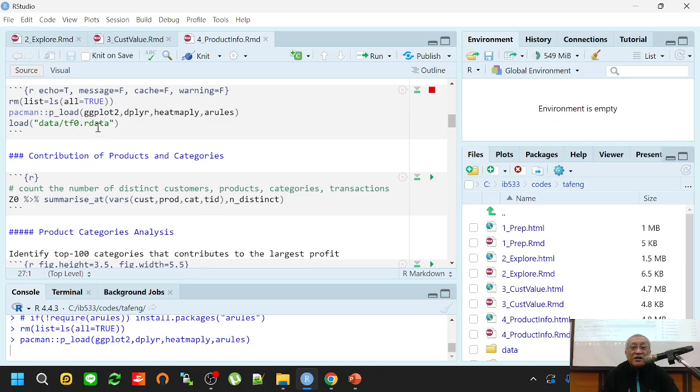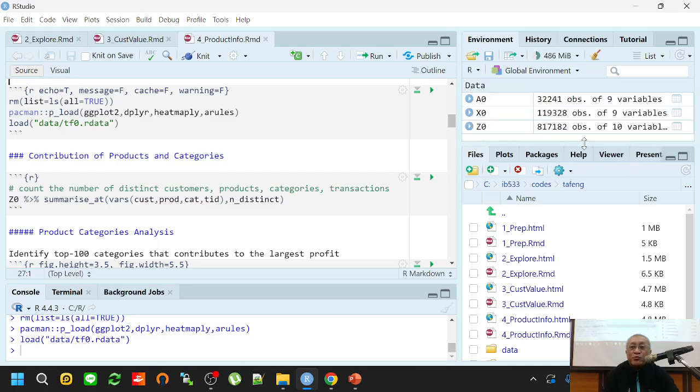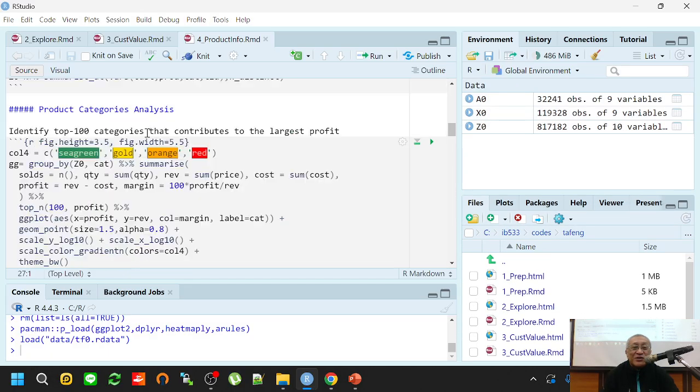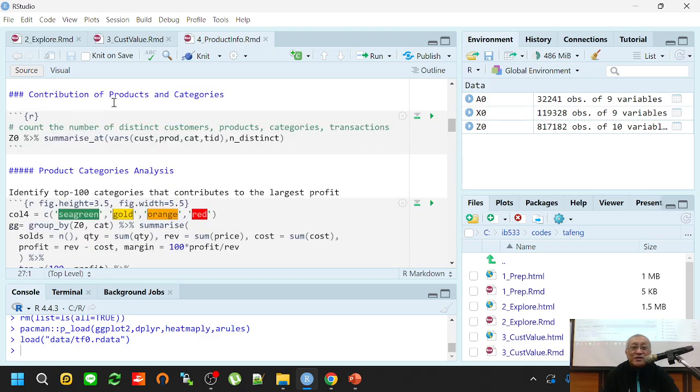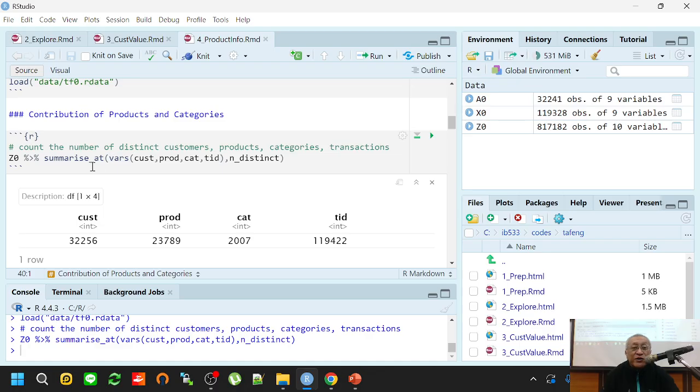again, we will load the data and the packages. After loading the data, again, we will see the data here, right? Now we want to see the contribution of products and categories, right? Before doing that, we want to count the number of distinct customers, product categories, and transactions. There is a very handy function called summarize_at. It means that I want to apply this function to these 4 columns and count the number of distinct values.